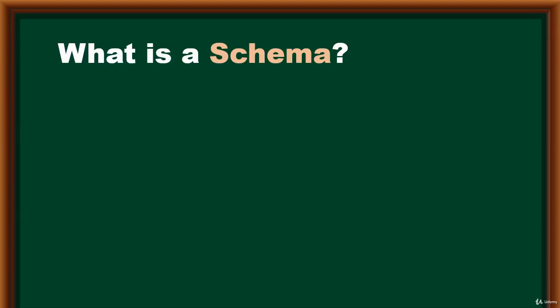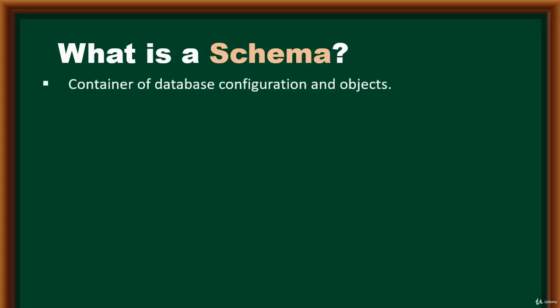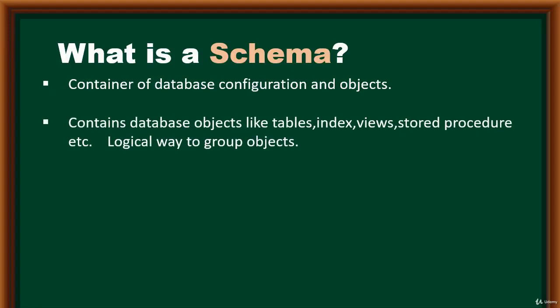What is a schema? A schema basically is a container of database objects and configuration. So a schema is a container of database objects. By database objects, it could include things like database tables, index, views, and stored procedures. Schema basically is a logical way to group objects in a database.